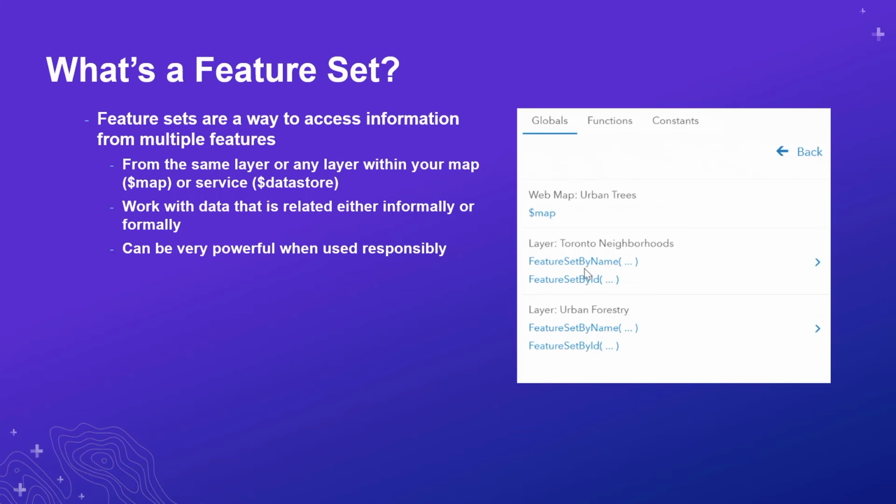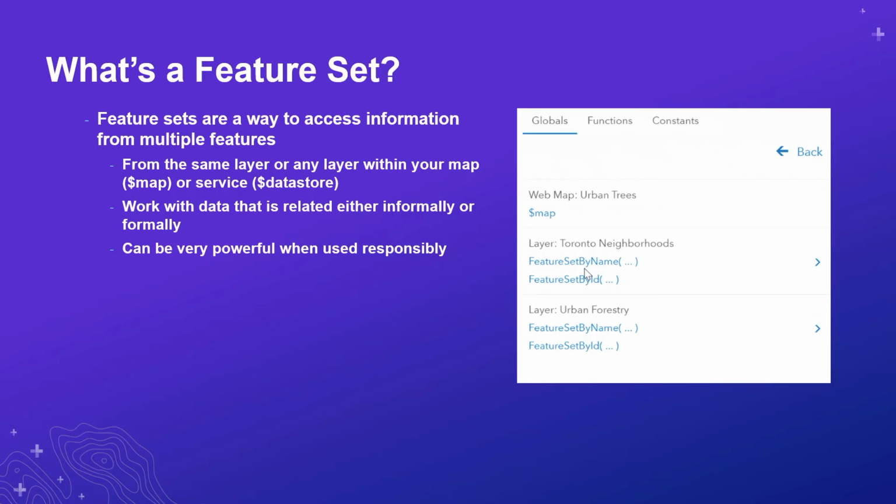So maybe you had a point data set and you wanted to find out which county it was within and show the county in the pop-up. You can start to intersect and use all of the rich geometry functions of ArcGIS Online to answer those questions. And because feature sets access multiple features across multiple layers, this is what we were talking about earlier with relationships. You can't use this in rendering, but you can use it in the pop-up, and it's still really effective in the pop-up.